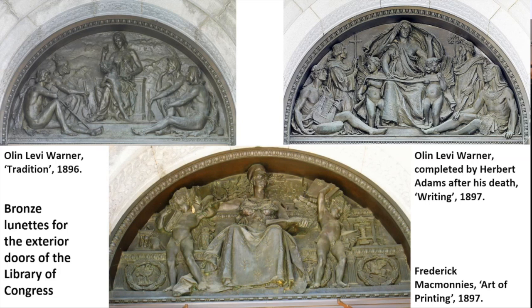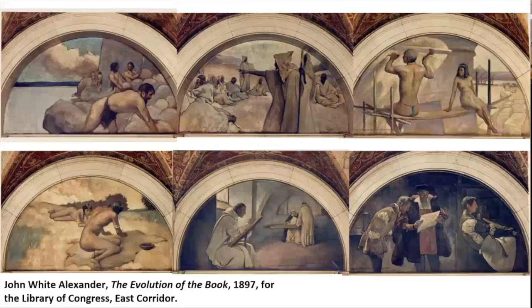Tradition, writing, and printing. The development of writing emerged from pre-literate ways of passing on memory and tradition, and ultimately culminated in the technology of mechanical reproduction, according to this. Similar ideas were represented in John White Alexander's Evolution of the Book, a 5-part mural sequence, beginning in prehistory with the cairn, showing prehistoric men lightly clad in animal skins, raising a memorial of heaped stones by a seashore.